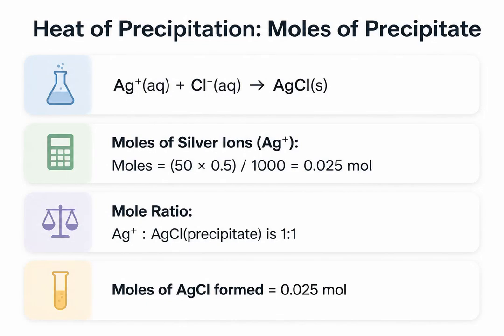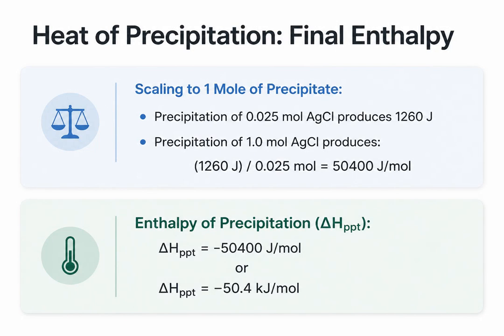To find the moles of the silver chloride precipitate formed, we write out the ionic equation. Silver ions react with chloride ions to form solid silver chloride. We calculate the moles of silver ions from the silver nitrate solution, yielding 0.025 moles. According to the 1-to-1 molar ratio in the balanced equation, the number of moles of the silver chloride precipitate formed is also 0.025. Finally, we scale the heat evolved to 1 mole of precipitate.